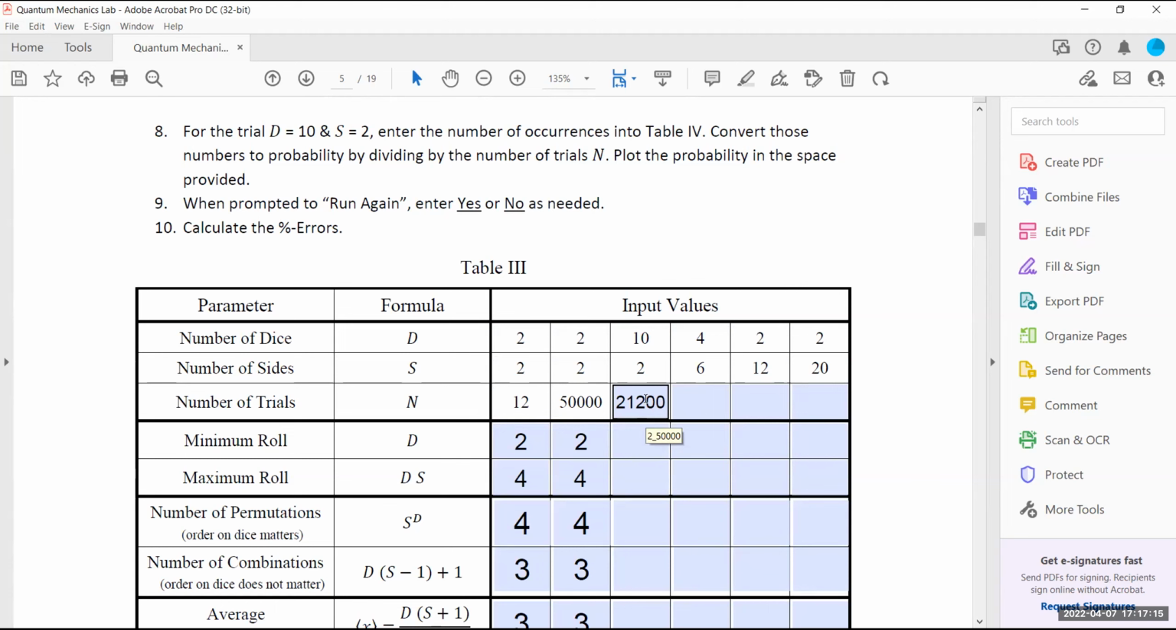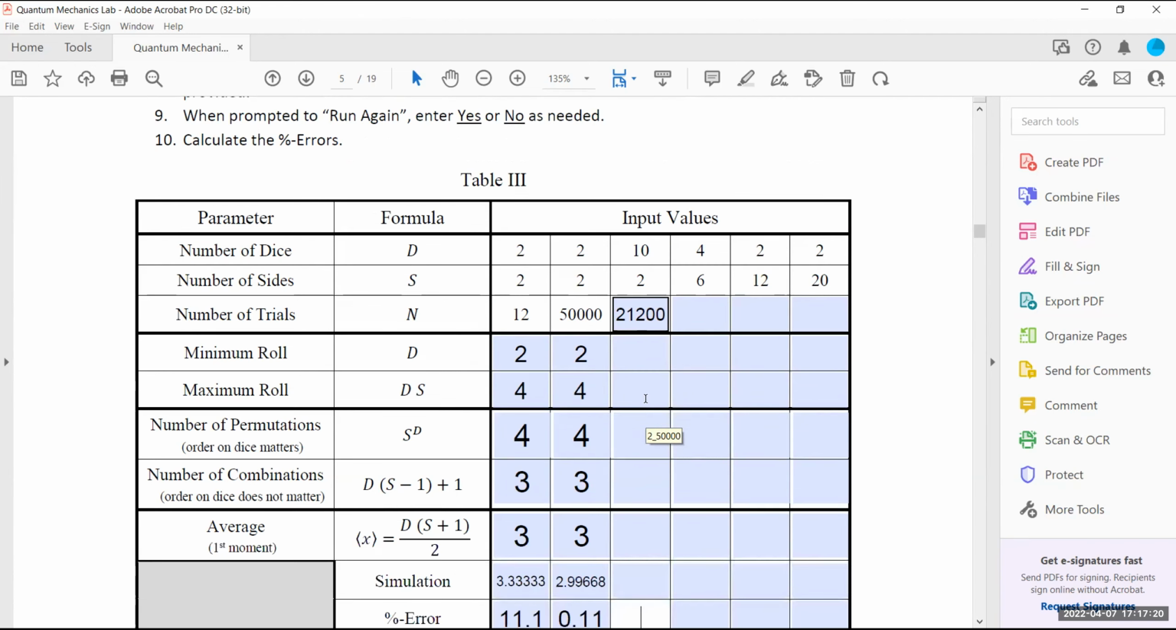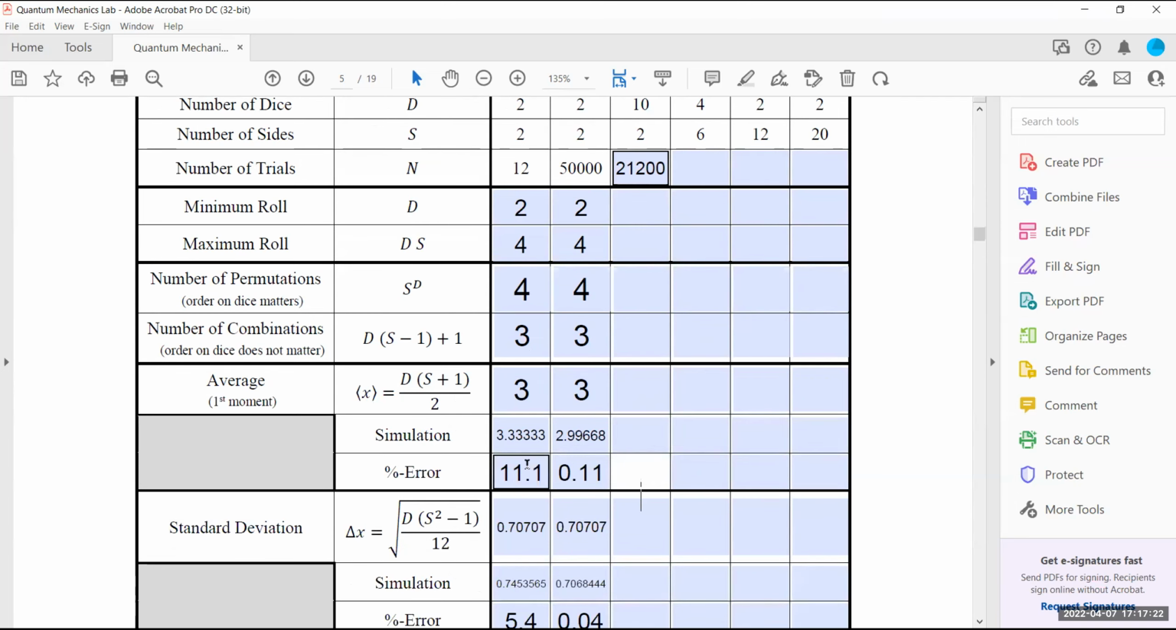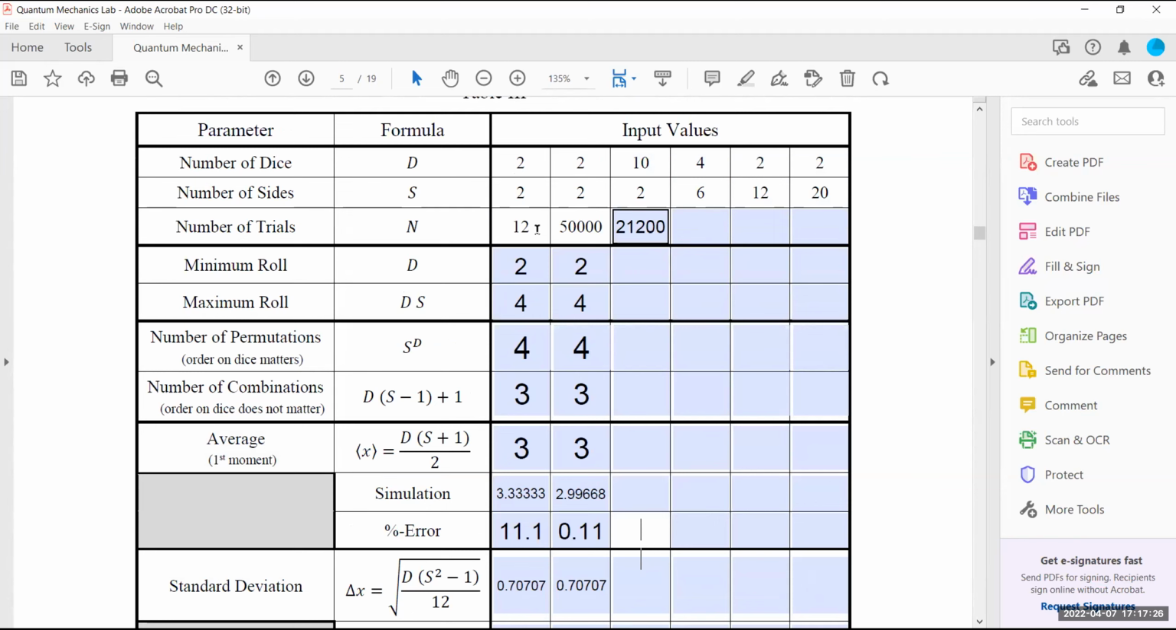If not, don't give me something like 10,000 or 5,000. That's going to be too small. You will find huge errors to begin with, as we saw here. 11% is too much, and 11% is just for 12. Obviously, if I put more, it's going to be better.